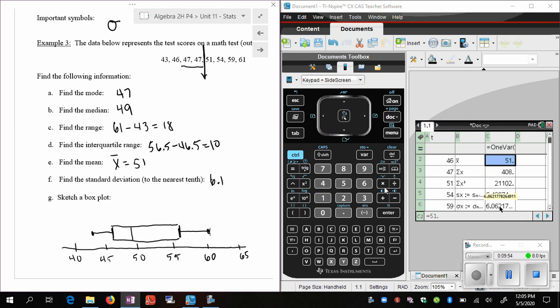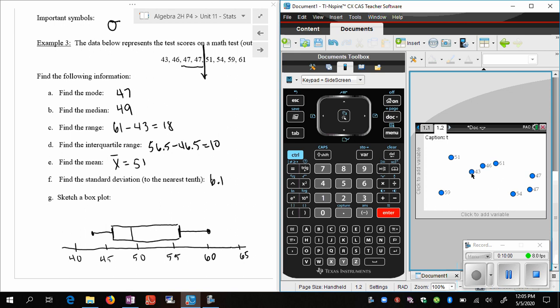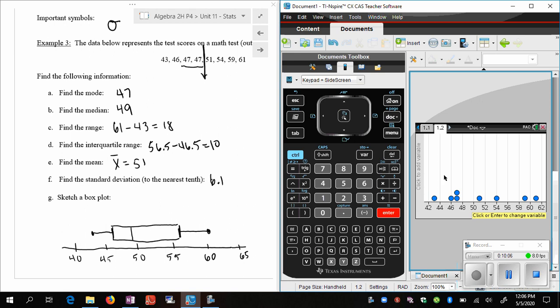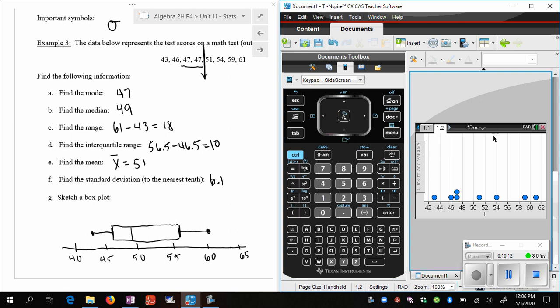I could also put a box plot on the calculator. If I add a data and statistics page, and I have the data floating around right now, I need to tell it how to organize itself by putting T along the x-axis. And then if I go to menu, plot type, Boxplot, it automatically slides into that, and you can see all the same data: the minimum, quartile 1, median, quartile 3, and the maximum.